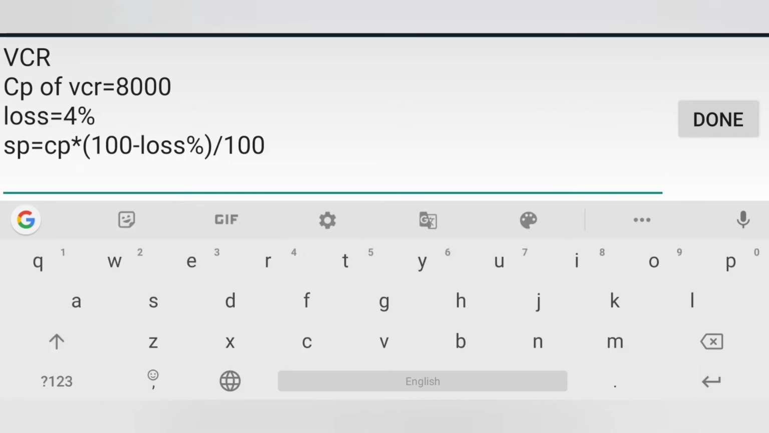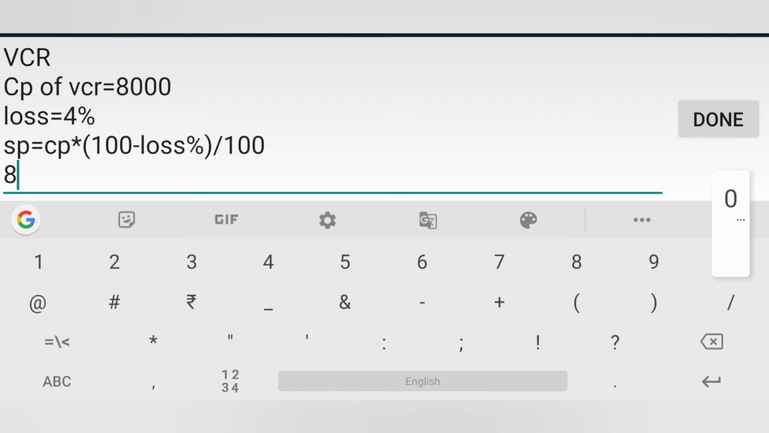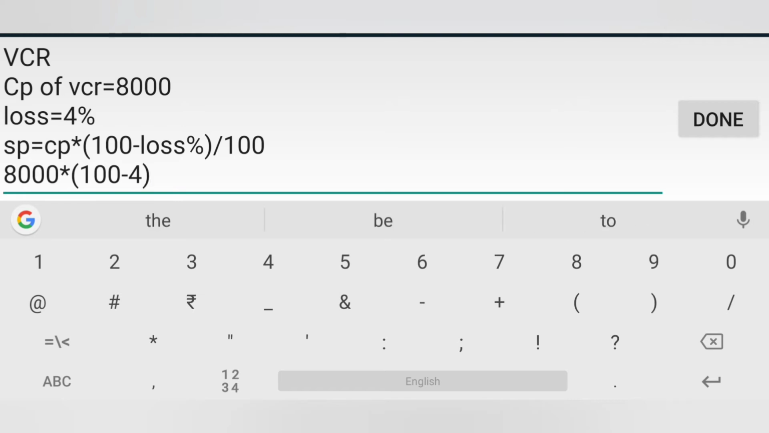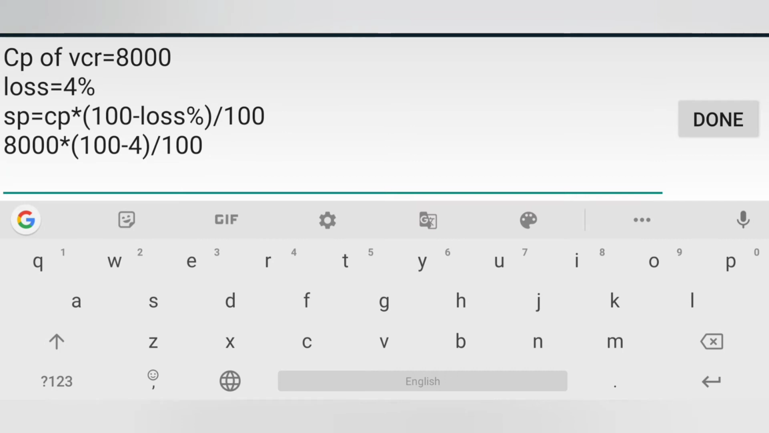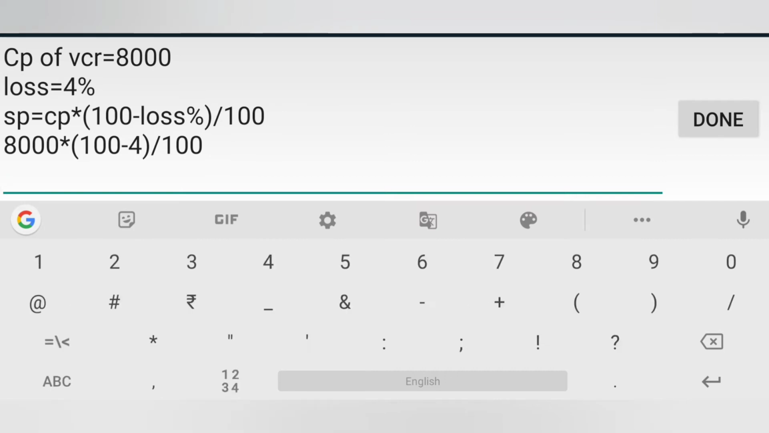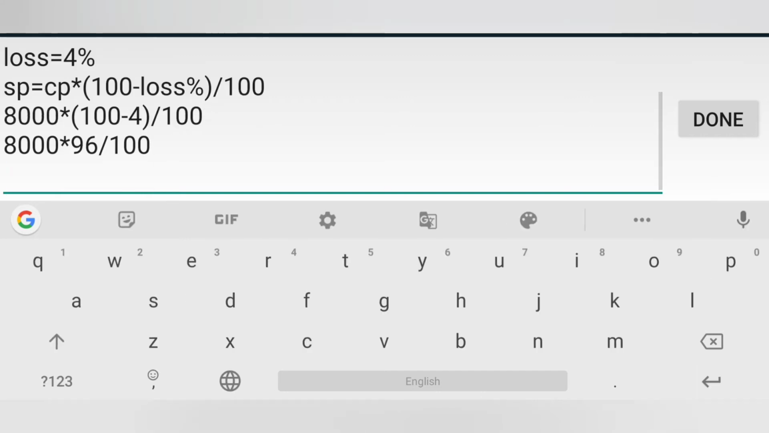here I am writing the formula for loss percent. So I will put the value there. CP is 8,000, so I will write 8,000 in the place of CP. Then in the bracket 100 minus 4, that is the loss percent, divided by 100. Now I will solve it. So 8,000 multiplied by, first of all I will solve the bracket, that is 100 minus 4, that is 96. So it will become 8,000 multiplied by 96 divided by 100.